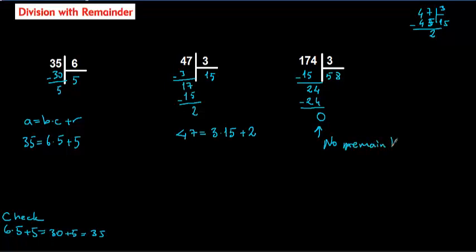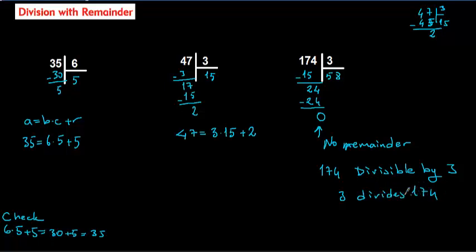In this case also, we can say like this: the number 174 is divisible by 3, or that's equivalent to 3 divides 174. All these terms, no remainder, 174 divisible by 3, and 3 divides 174, are the same terms.